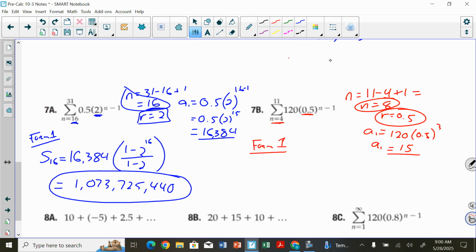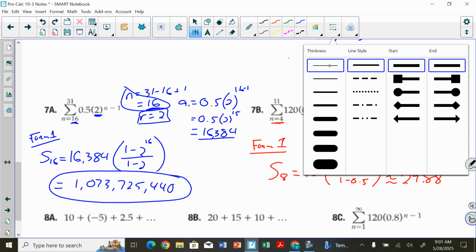And I can go. Okay. So when I do that, I've got all my stuff I need. So I just go S of 8, because that's our n value, equals a sub 1, 15. And that's going to be 1 minus 0.5 to the 8th power, to the nth power, right? To the 8th power over 1 minus 0.5. So again, do your exponents first, order of operations, and you're going to get about 29.88.